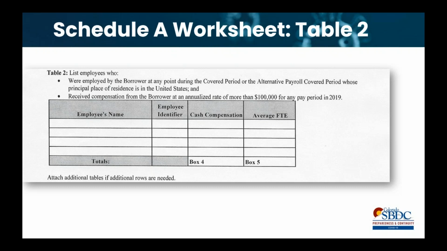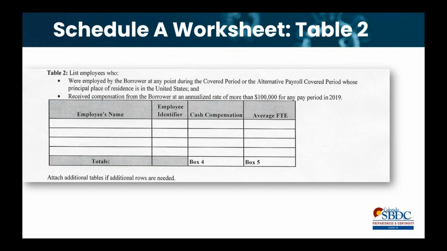Also note that although we can certainly pay our employees more than $100,000 per year, we can only include the portion of their pay up to $100,000 per year for forgiveness. This amount is roughly $1,923 per week, which is $100,000 divided by 52 weeks.